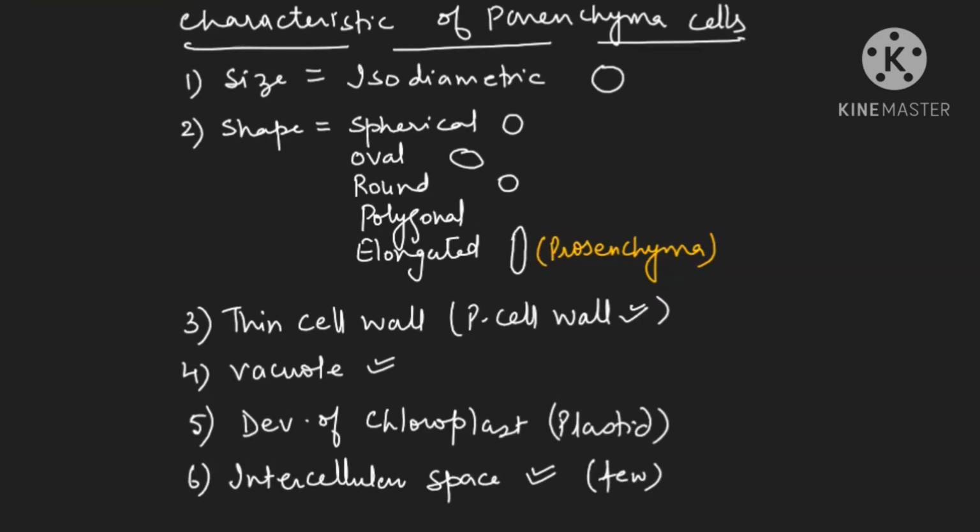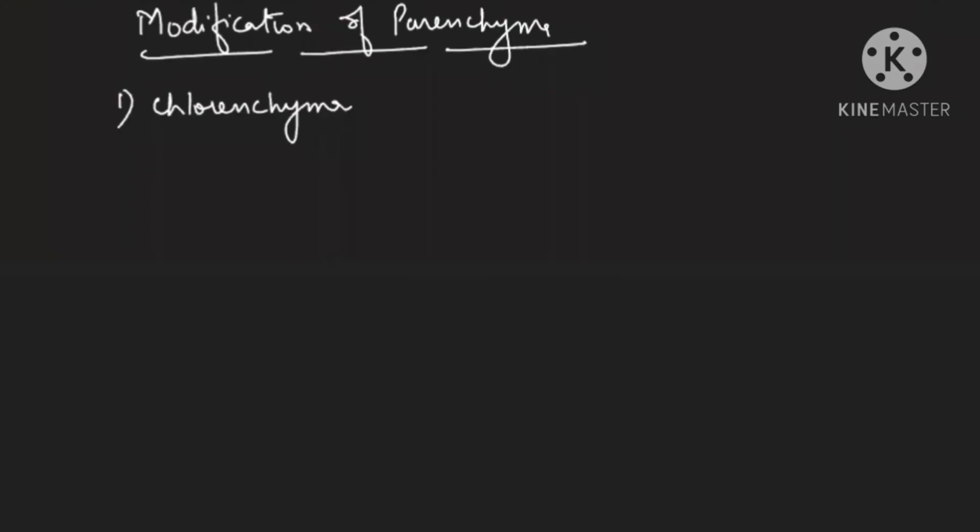Now see a few modifications of the parenchyma cells. If the parenchyma start developing the chloroplast, then we call it chlorenchyma. Means they develop plastids. And which plastid have they developed? They have developed chloroplast. So they are actually responsible for photosynthesis.